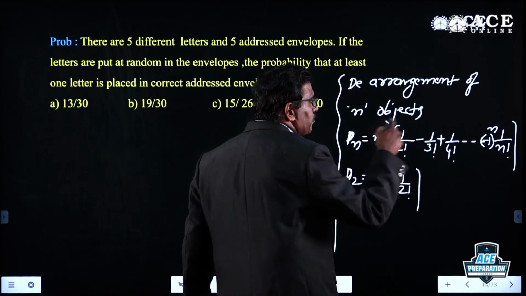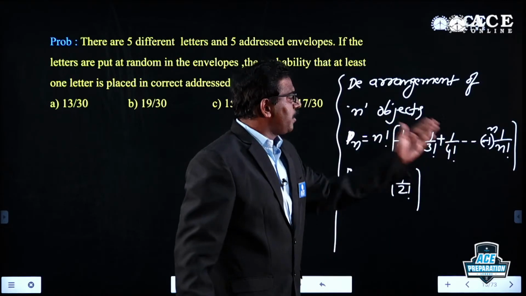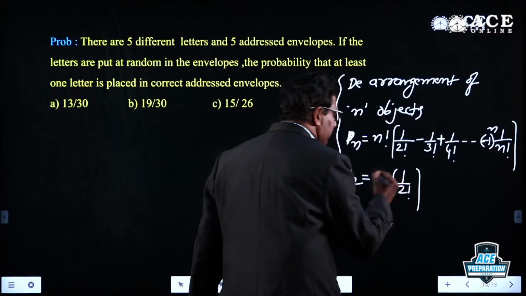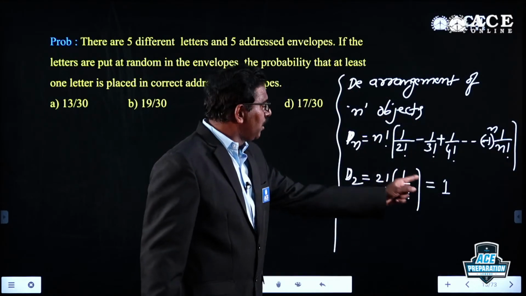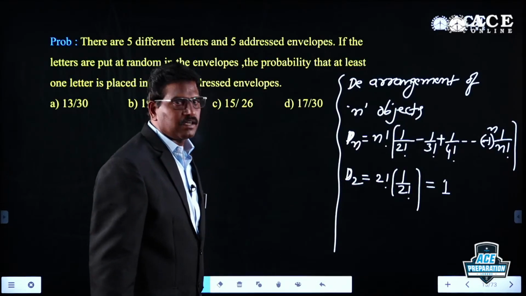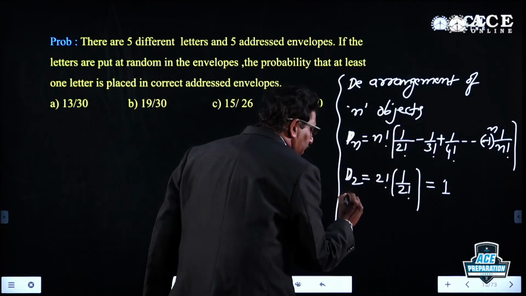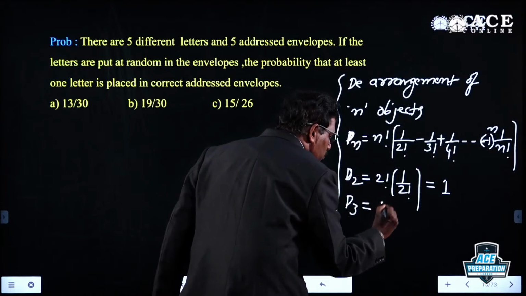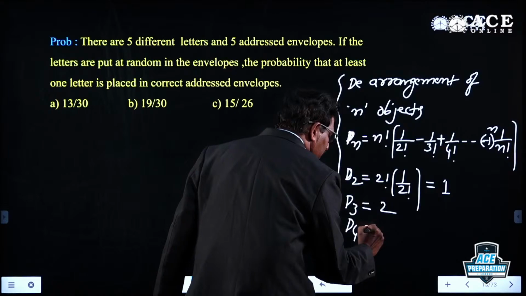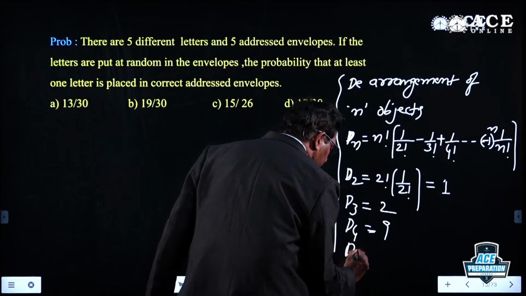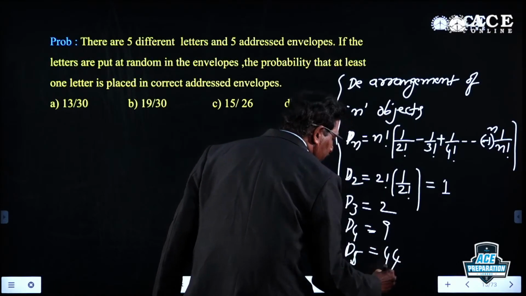For D3 you have to stop at 3 factorial. For D4 you have to stop at 4 factorial. Like this, D2 is nothing but 1. Already we have verified practically that it is 1. It coincides theoretically also, yes. Similarly, if you apply this formula, D3 is 2. You can check it later. D4, dearrangement of 4 objects, you will get 9. Dearrangement of 5 objects is 44.